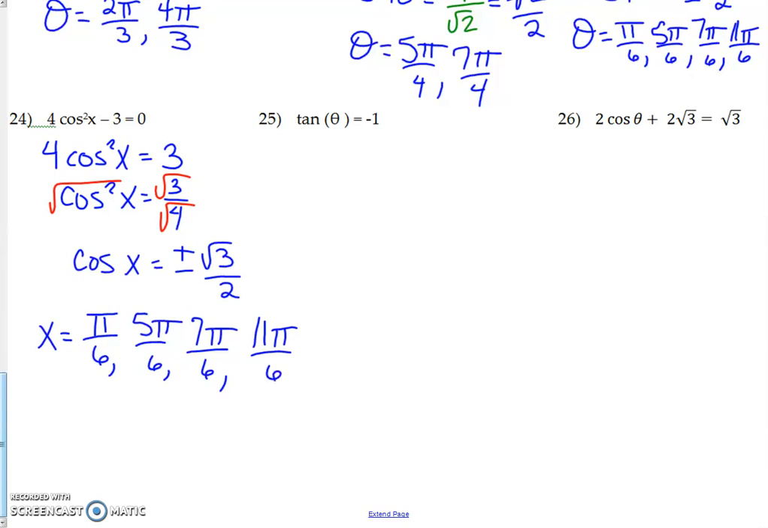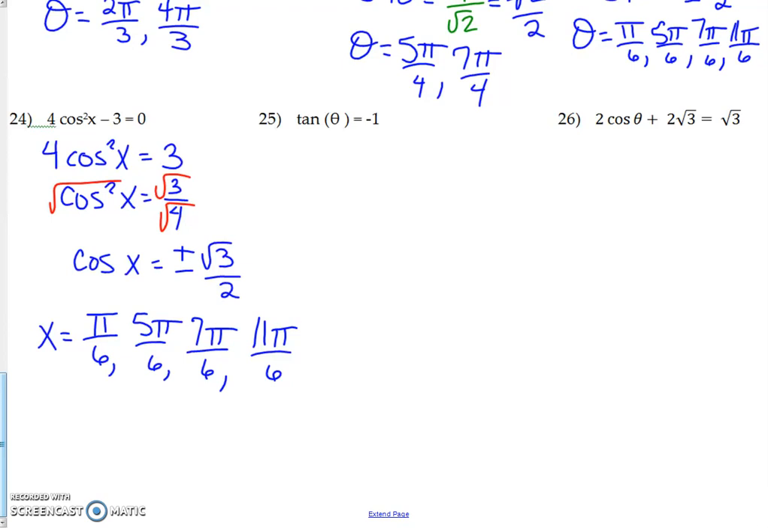So if you notice, problem number 23 had exactly the same 4 answers. One of them was sine of the angle. 24 is cosine of the same angle. Those are 30-degree angles, or reference angles. They are the ones that are closest to the x-axis.